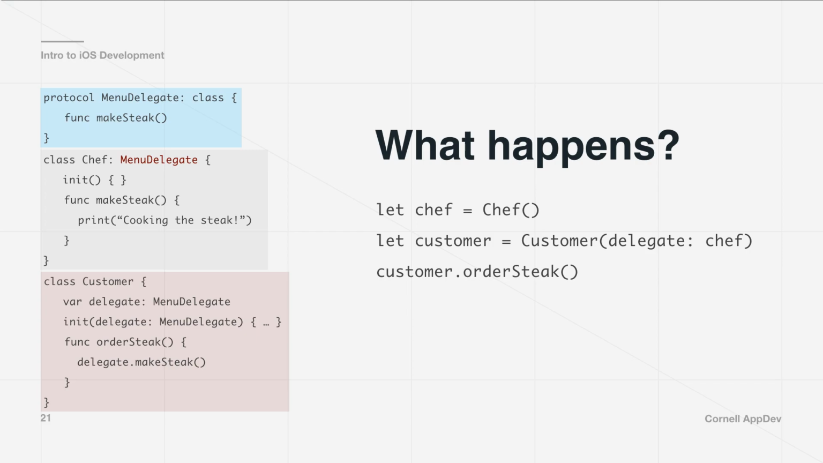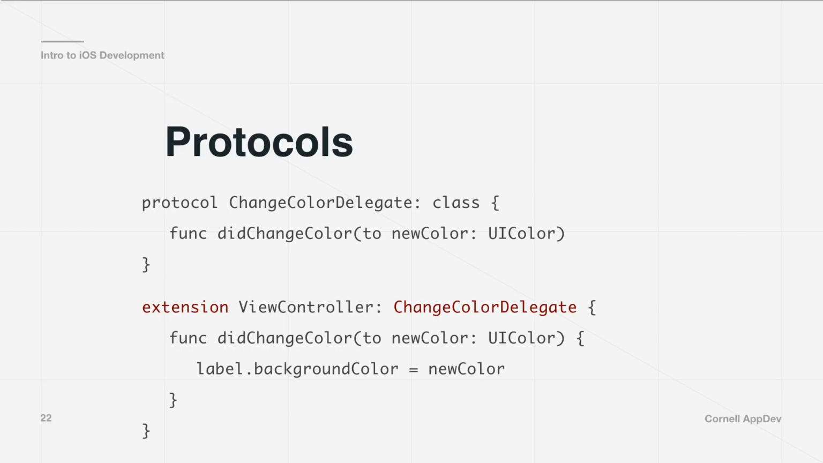Okay, cool. All right, so now let's see this from a more practical perspective in iOS development. This is a protocol called ChangeColorDelegate, and there's a function that's basically saying if another view controller changed some color, I want to hold on to this information and do something with it. So let's say we have a function called didChangeColor to newColor UIColor, and now in our view controller, this is how we would actually specify an extension of the view controller that implements ChangeColorDelegate.